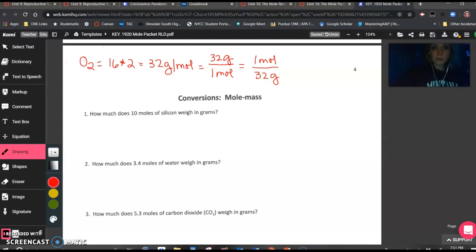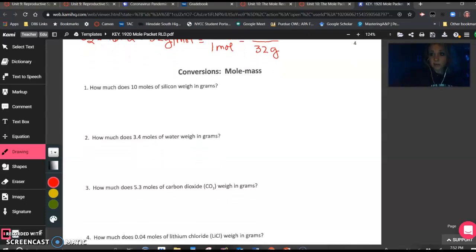Now you're probably wondering, well, how do I know which one I need to use in order to solve the problems? Well, it depends on what you're given in the problem, because we're going to let the information that the author gives us in each problem dictate how we set up each problem. Let me show you what I mean. Let's take a look at our very first problem, and I'm on page 4 in the packet. You can see the little page 4 there. And our first question says, how much does 10 moles of silicon weigh in grams?